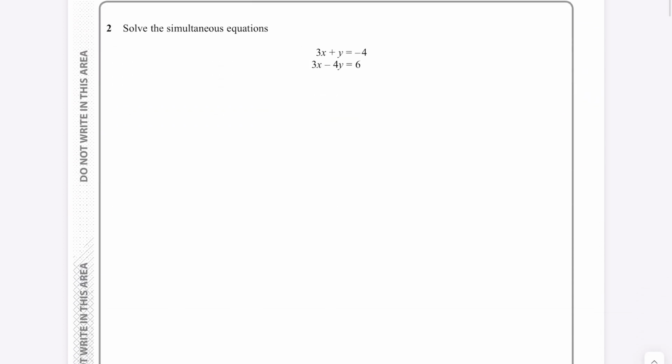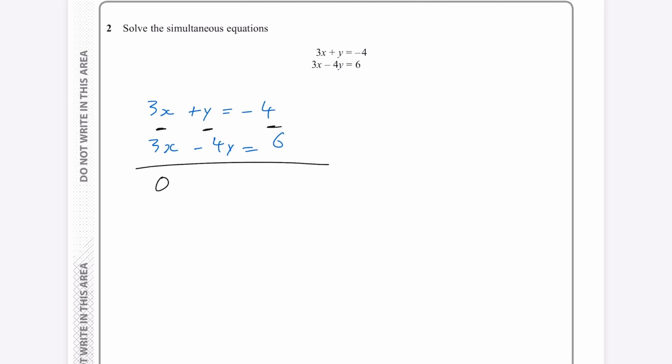Moving on, solve the simultaneous equation. So if I write that out, that would be 3x plus y is equal to minus 4. And then beneath that, 3x minus 4y is equal to 6. So let's cancel these two out. We can subtract these because subtracting these two will give us a 0.